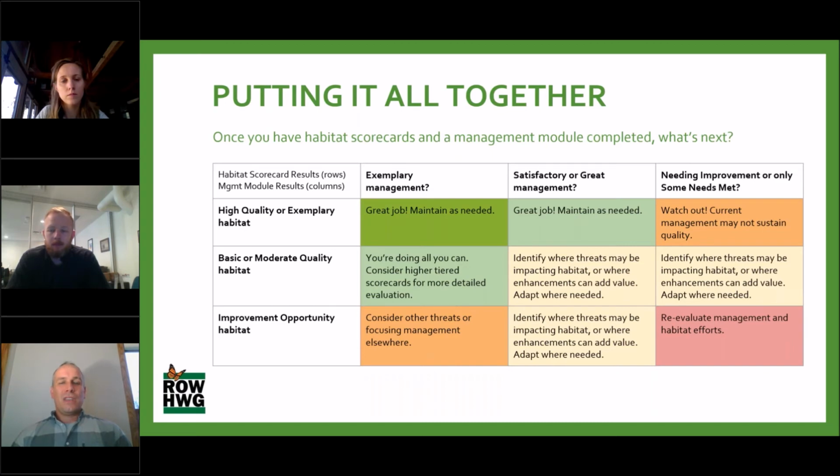And so, this is sort of a conceptual matrix, if you will, thinking about how would you use both of those together. And so if you think about on the x-axis, we have the management scores, the y-axis, we have the habitat quality. And so when we compare the management scores with the habitat quality, that can help indicate generally what you want to think about doing next for management. So, in the upper left, where we have high quality or exemplary habitat, and we have exemplary management, we're doing everything we possibly could to address everything that we need at the site. That's great. You're doing everything you need, so just keep it up.